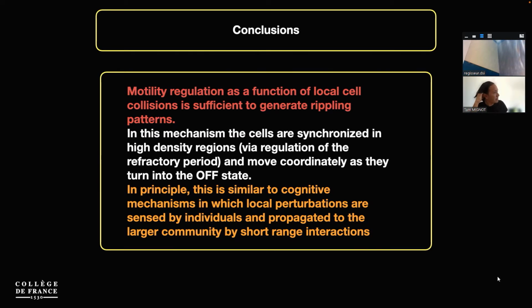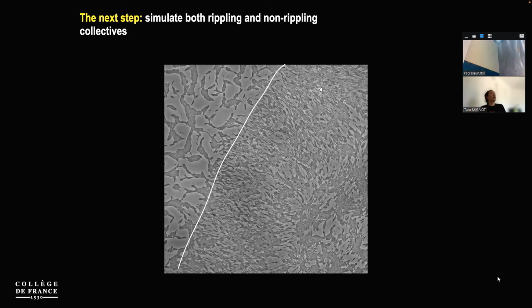So just to conclude, where are we going now? Well, our next step is to simulate both rippling and non-rippling collectives, based on the idea that there is no distinction between those collectives that's based on local physiology or changes in gene regulation. What we believe is the main difference is the local environment that is being faced by the cells in these two contexts: highly aligned within the prey area, not so aligned outside of the prey area.